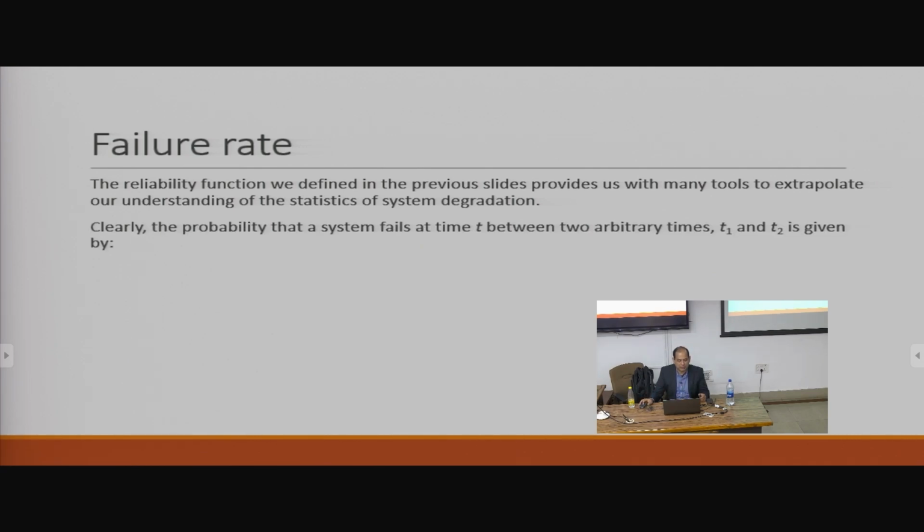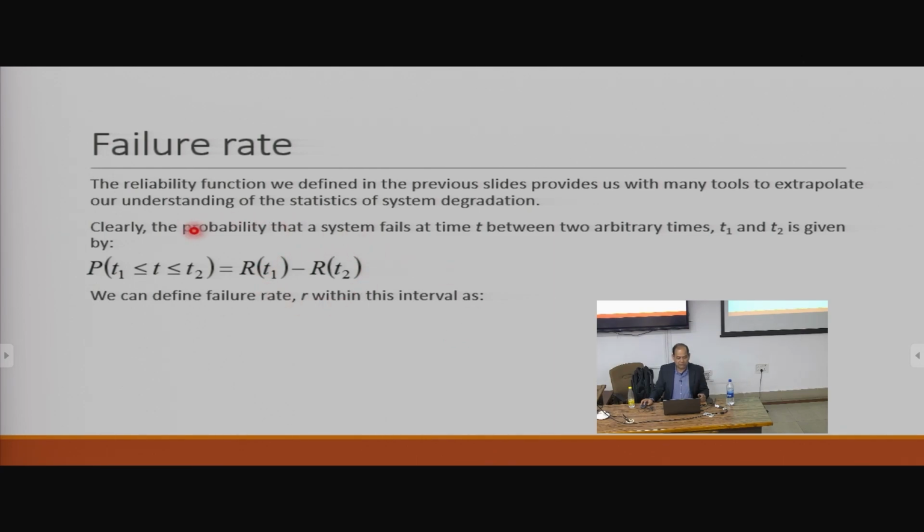So the probability that a system fails at a time t which is between two arbitrary times t1 and t2 is given by this, right? It is the probability of failure at time 2 minus the probability of failure at time 1. The converse of it is the reliability at time 1 minus the reliability at time 2. This is the probability you're still working at time 1. This is the probability you're still working at time 2. The difference is the probability that you failed between these two times. Okay.